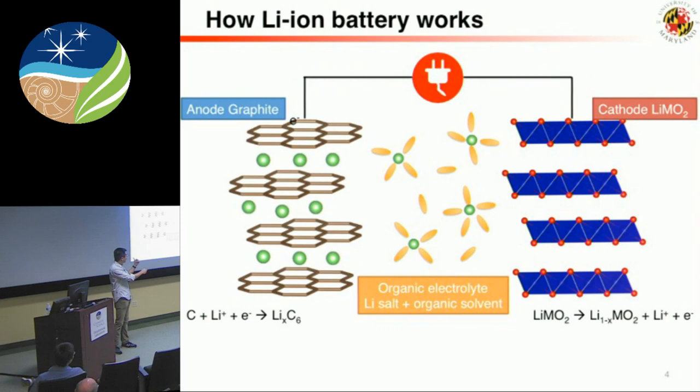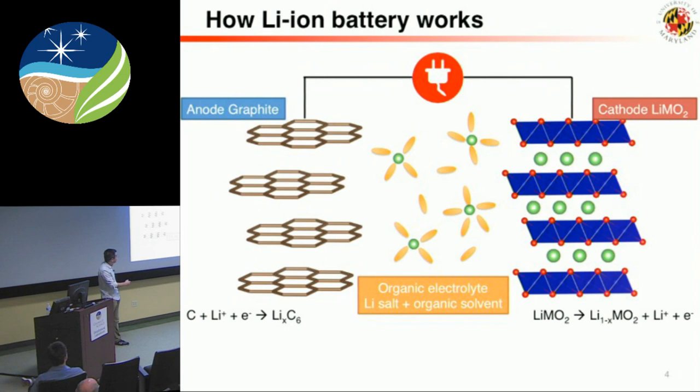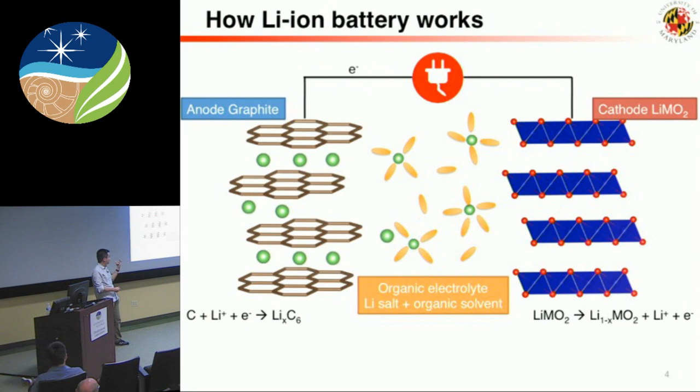During charging of the battery, this process is exactly opposite. You apply a voltage, and lithium deintercalates, moving out of the transition metal oxide and inserting back into the graphite. This returns the battery to the charged state. So this is generally how it works.